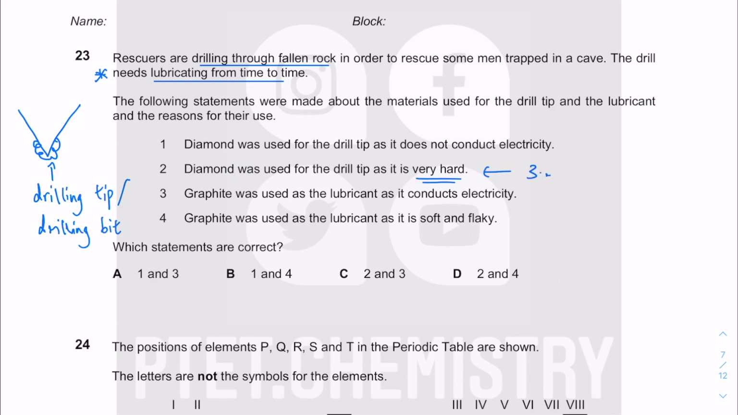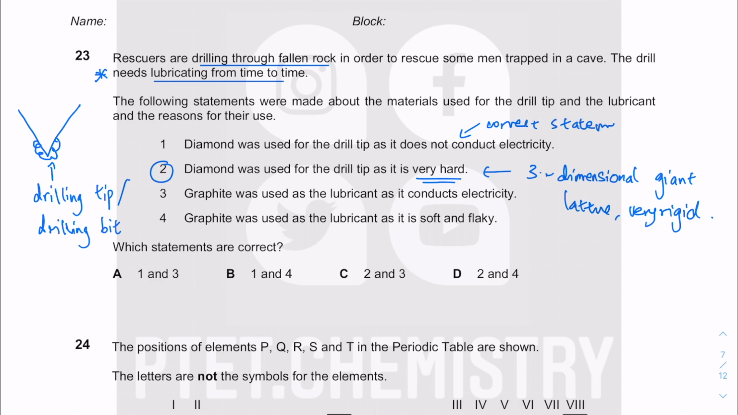It's to do with the 3-dimensional giant lattice structure, which means that it's very rigid, and these are all in the notes. There have been a couple of questions from your previous work leading up to this test, which you have done the corrections on. That's why you have revised completely before you did this test. So 2 is definitely correct. And even though diamond does not conduct electricity, which is a correct statement, it's not relevant, because that's not why you use it for a drilling tip.